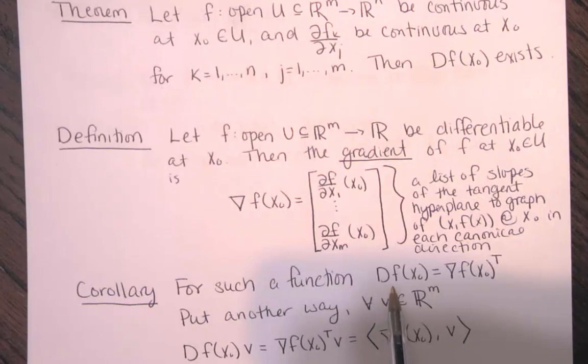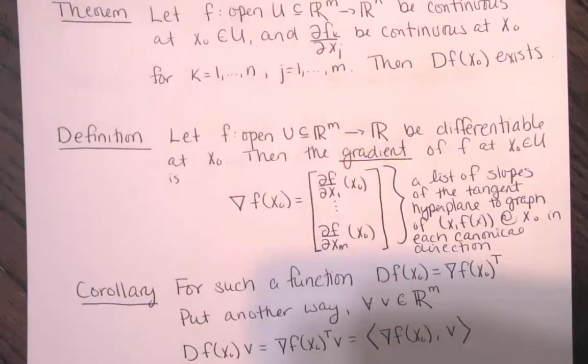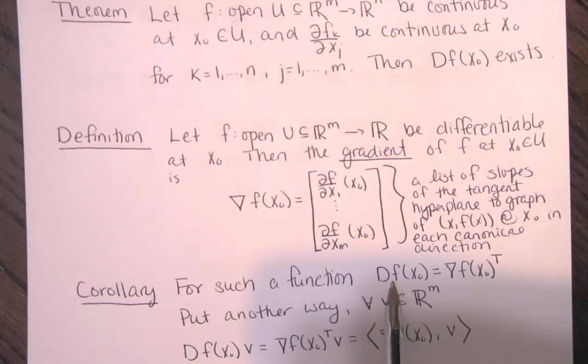Now we know that if a function is differentiable, and if a function maps Rm to R, then this list of partial derivatives in fact makes up the derivative matrix. So for such a function, the derivative matrix is just the transpose of the gradient. Or, put another way, for any vector v in Rm, if we think of the derivative as a linear operator, the linear operator applied to v is the gradient transpose v, which, right, in Rn we know is just the inner product of the gradient and v.